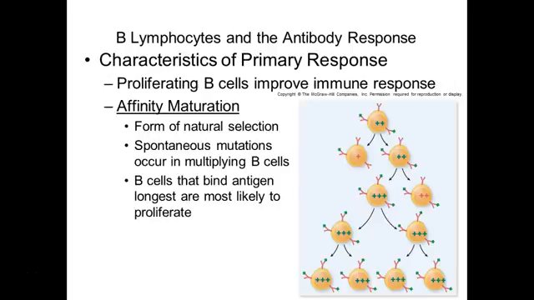But again, it's random. Sometimes we're going to get better, sometimes we're going to get worse. But obviously we're going to put our energy towards the ones that have the best affinity for that antigen, and not continue those lineages that aren't as effective. That's referred to as affinity maturation. Affinity is how well it binds to the antigen.